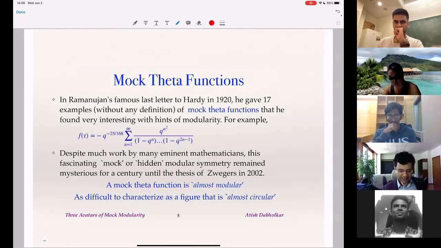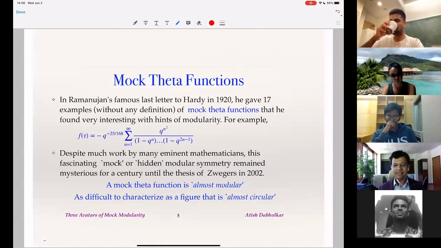A typical example is this function, which looks kind of like a hypergeometric function. For any mortal being, this doesn't seem to have any modularity, but Ramanujan, being Ramanujan, noticed that it has some very interesting modularity properties. And despite much work by many eminent mathematicians over the past 100 years, this fascinating mock or hidden modular symmetry remained mysterious for almost a century, until the thesis work of Zwegers in 2002.